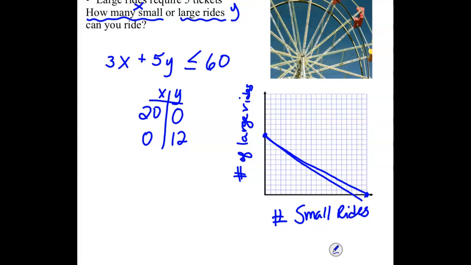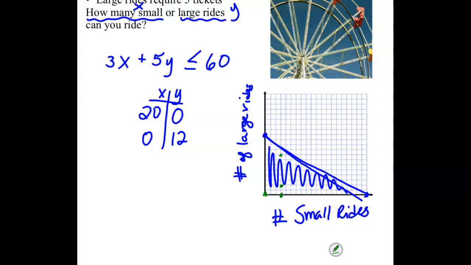Most students will shade here. Why am I shading underneath? Do I have enough tickets to go on no rides? Yeah. I'm not going to have any fun, but I have enough tickets for it. Do I have enough tickets to go on 3 small and no large? Do I have enough tickets to go on 3 small and 2 large? Do I have enough tickets to go on 3 small and however many that is, large? Yes? So all the points underneath my line work.